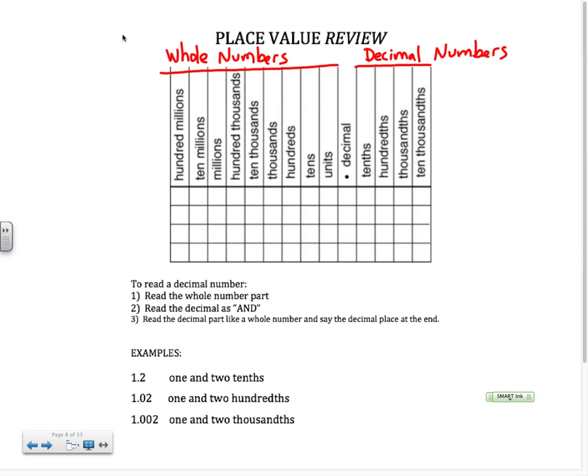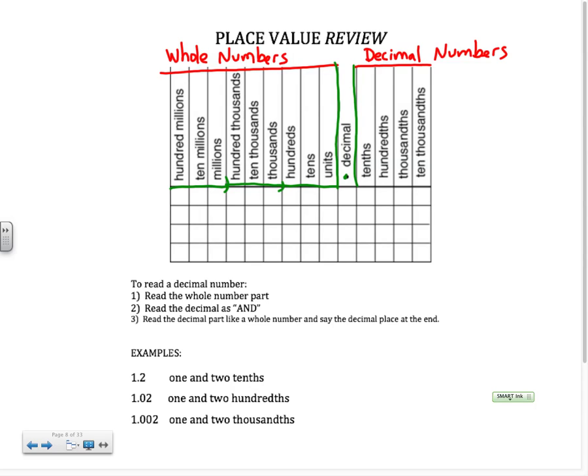So if we look at our chart right here between the units and the tenths, we have our decimal point. And then to the left of the decimal, we have units, tens, hundreds. We'd put a comma there when we have our numbers in there. Then thousands, 10,000s, 100,000s, comma, millions, 10 millions, 100 millions.